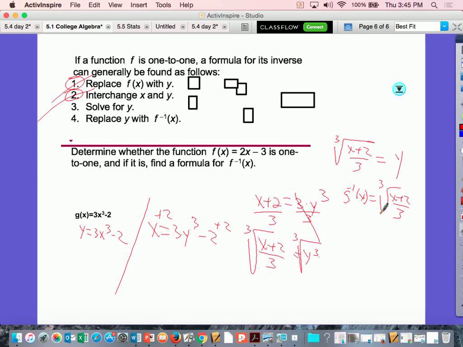Okay, so if you need, type that into the calculator, and that will help you decide if it is one-to-one and has an inverse that's a function. Okay? All right, good luck.